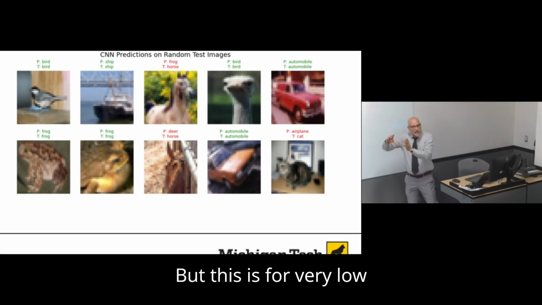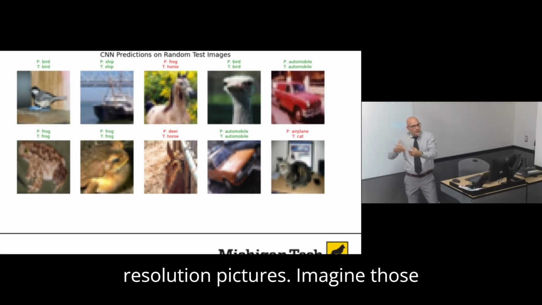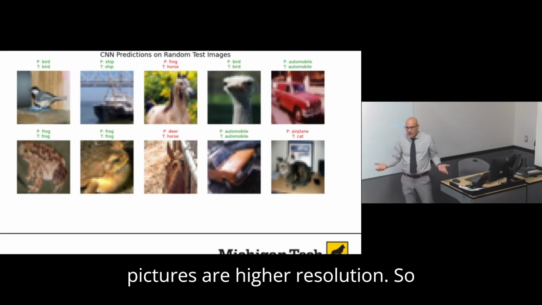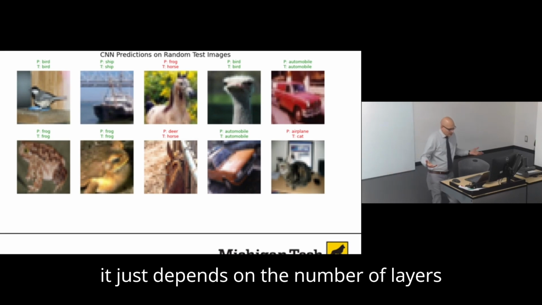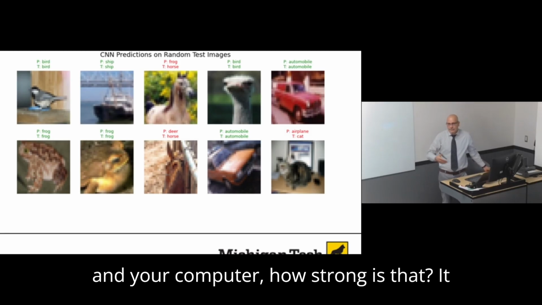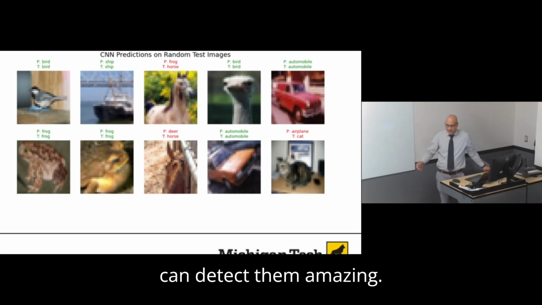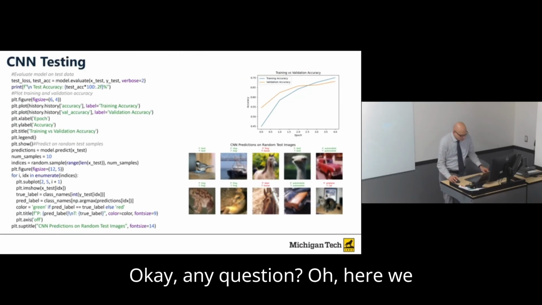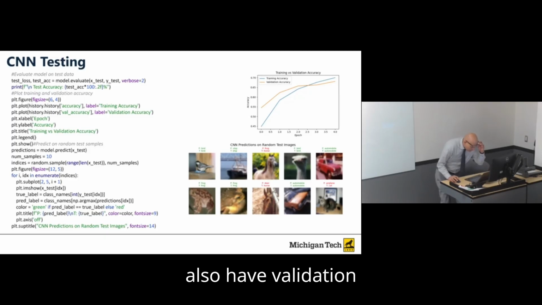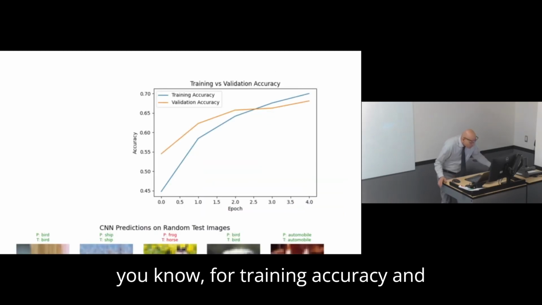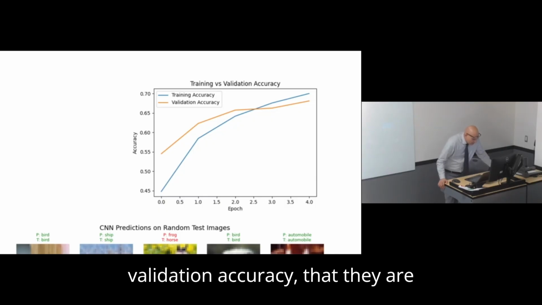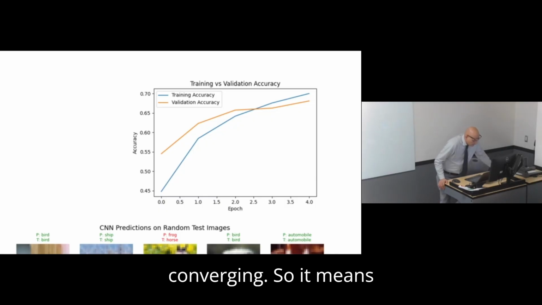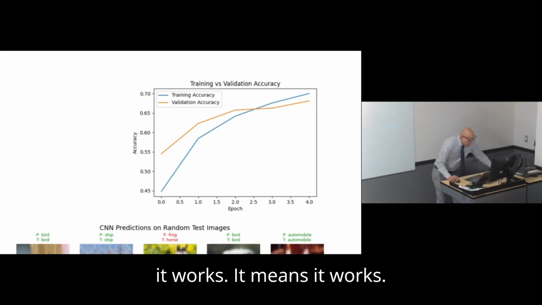But this is for very low resolution pictures. Imagine those pictures are higher resolution. It just depends on the number of layers and how strong your computer is. It can detect them amazingly. Okay, any question? Oh, here we also have the training accuracy and validation accuracy, showing that they are converging. So it means it works.